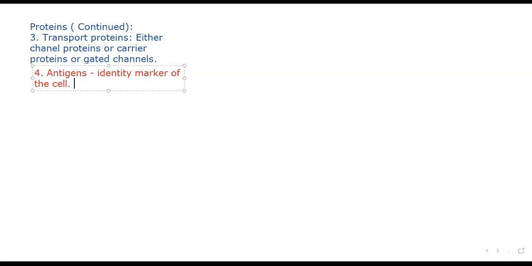How exactly is it able to do that? How exactly is the body able to recognize if a particular cell is from the body or is it something foreign? Is it something from the outside? So it looks at antigens. Antigens are like the ID card of the cells.